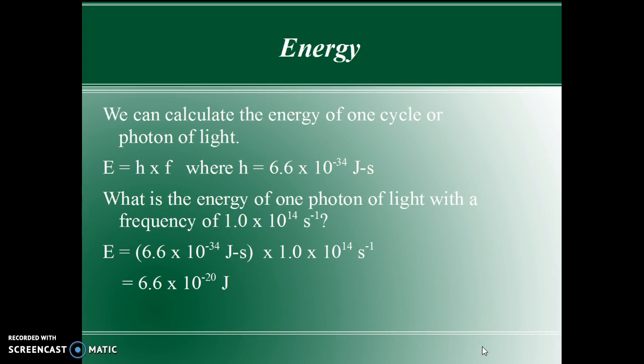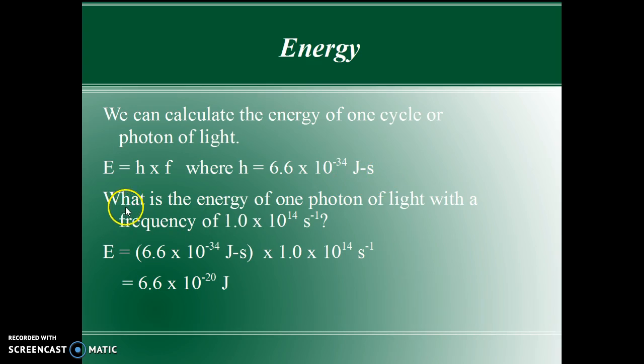You can also calculate the energy of one cycle or photon of light. That's a very small number because, of course, light is going to be measured in very small numbers. One cycle of light is very small. So the energy is equal to Planck's constant times the frequency. And Planck's constant is given here as 6.6 times 10 to the negative 34th joule seconds.